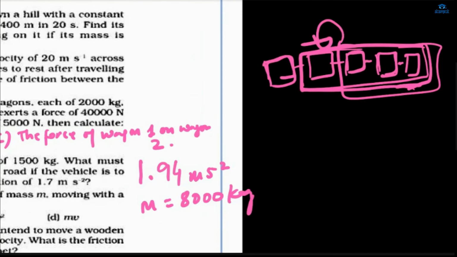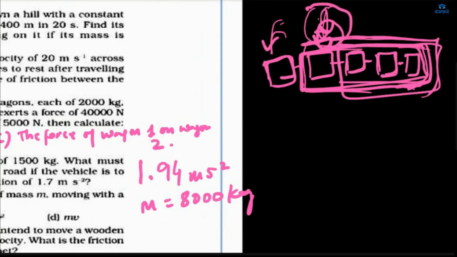Ma'am, but it's not just asking about wagon one and wagon two. This is what I am telling. If it's asking for wagon 1 on wagon 2, then wagon 2 is attached with all the other 3 also. So all the forces that will be exerted on wagon 2 will be from all of the three.